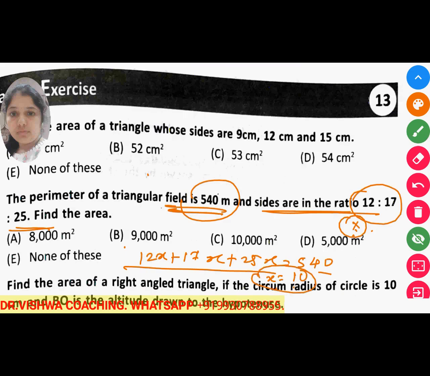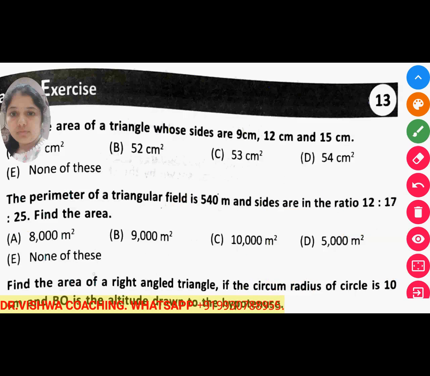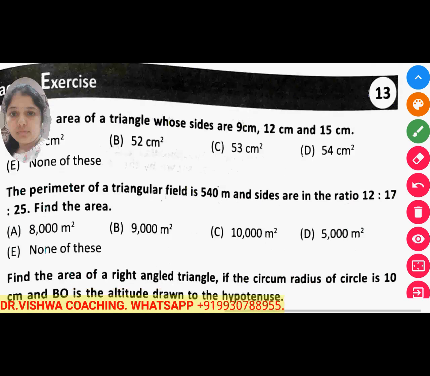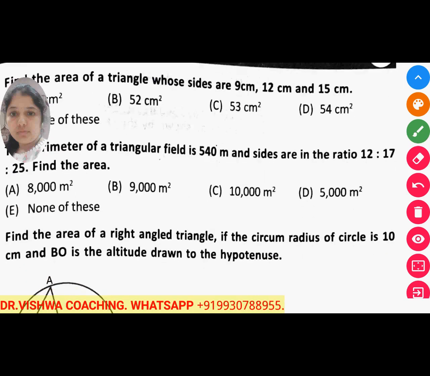Now from this value we got the exact dimensions of the sides, which are 120, 170 and 250, and we find the value of s as 540 divided by 2, because s is half of the perimeter. Now by using this s, a, b and c we can find the area of that triangular field. Okay, so the rest of the sum you can solve on your own.